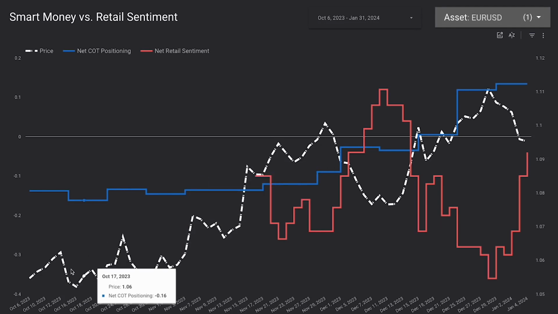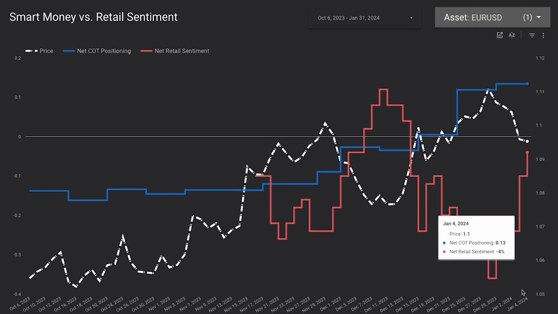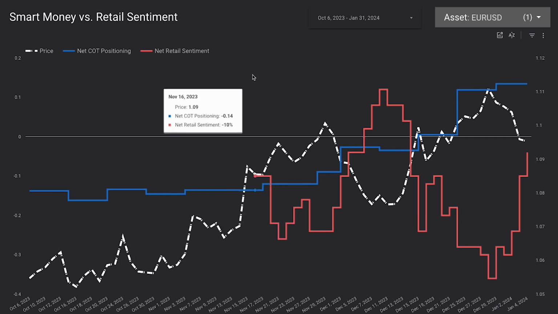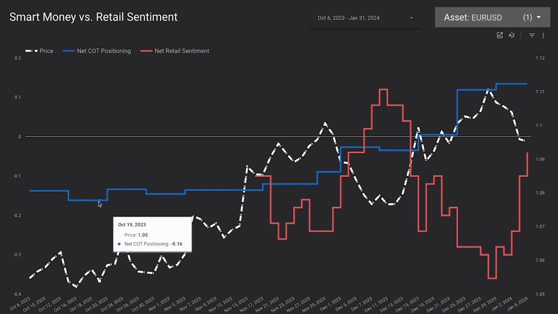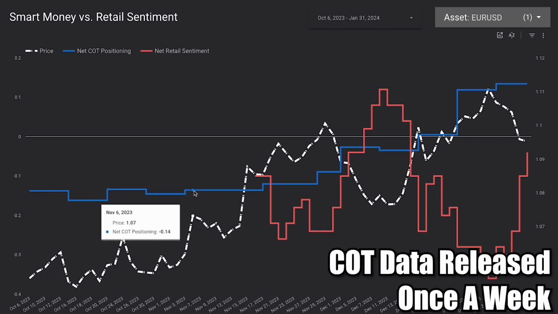And we're taking a look all the way back from October 6th all the way up to the current date at January 4th. So we have over 2 months worth of data here to take a look at. And here's what's interesting. So this blue line, first you'll notice, has these big gaps in it. This is because COT data is released every 7 days.